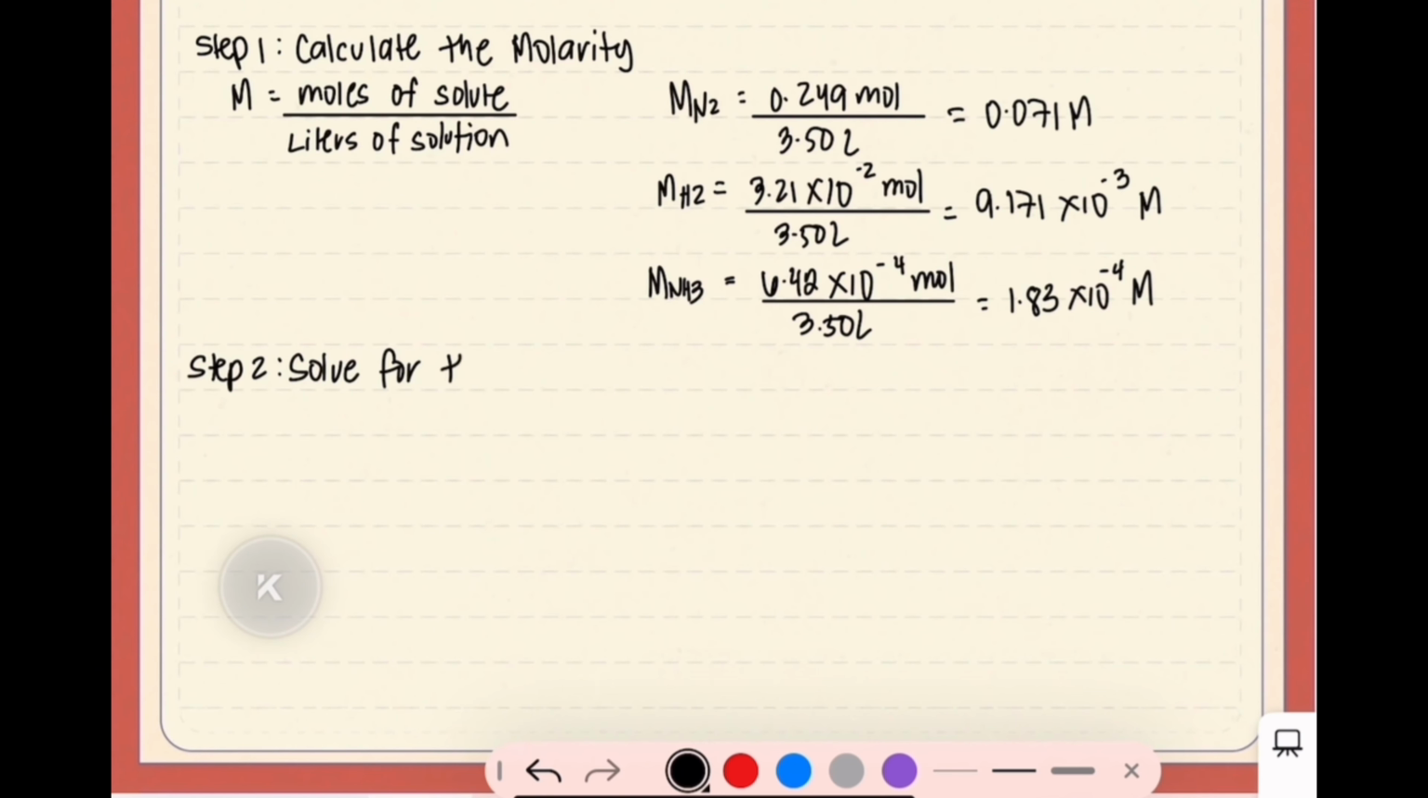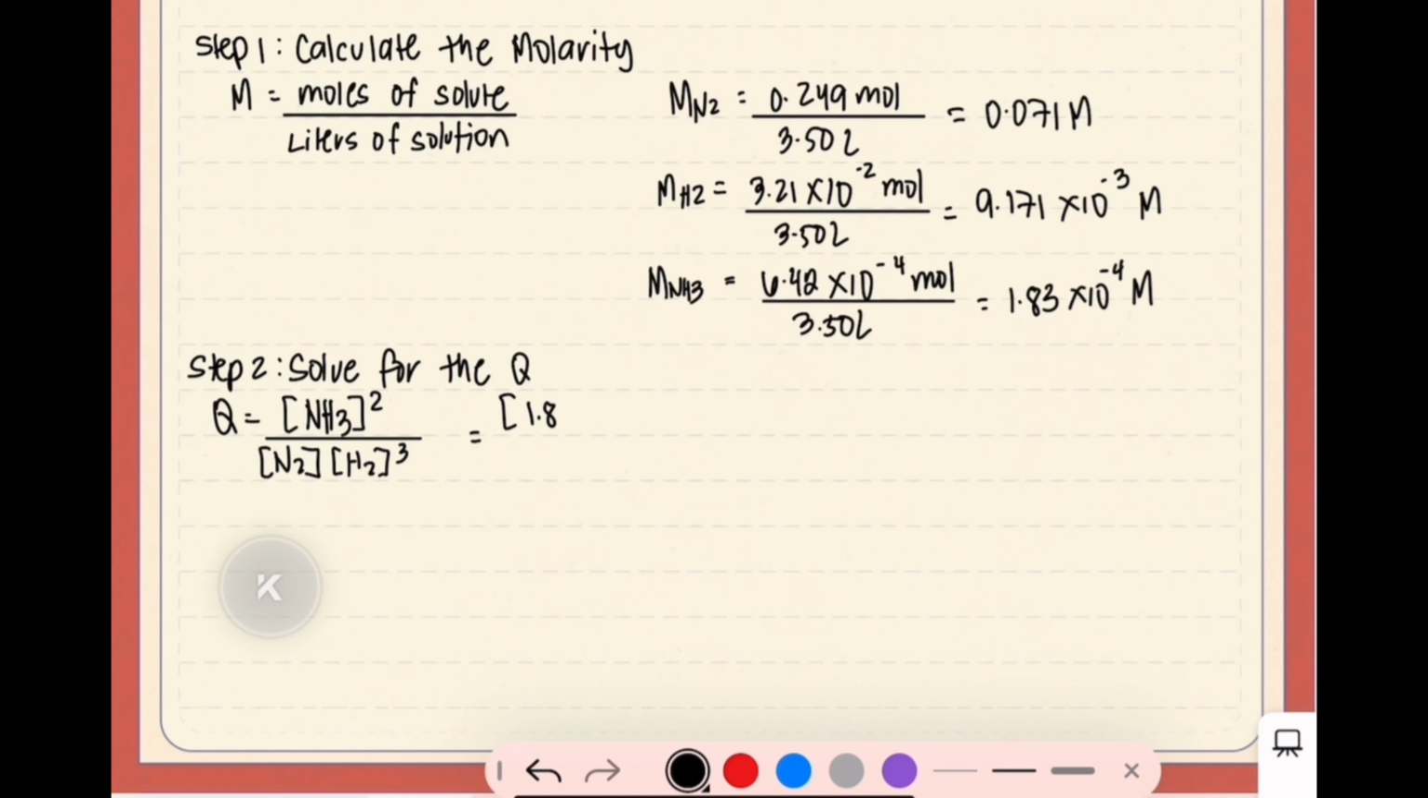Having calculated the molarity of each species, we now have to find the value of Q. Our Q is now represented by this equation. Q is equal to the quantity ammonia raised to 2 over the quantity nitrogen times the quantity hydrogen raised to 3. Then, we have to put the molarity values from earlier into the given equation.